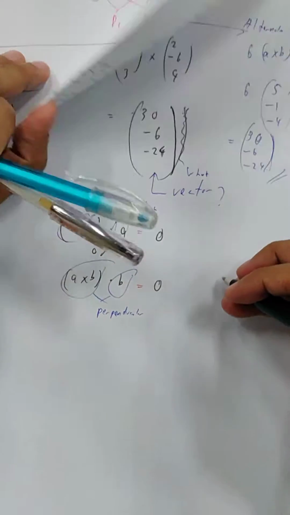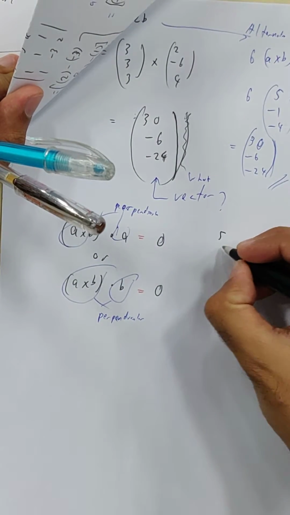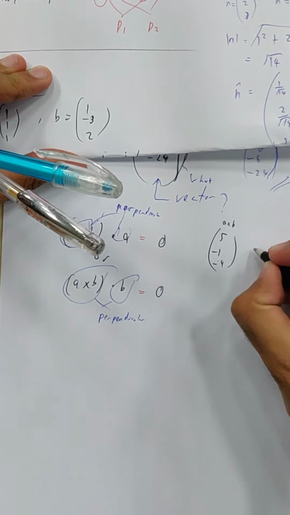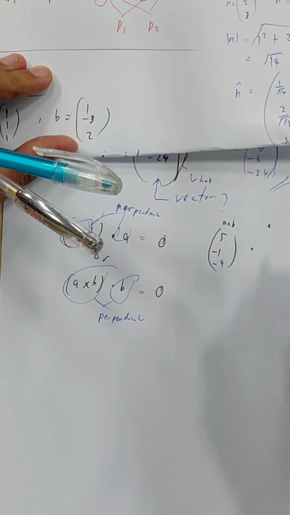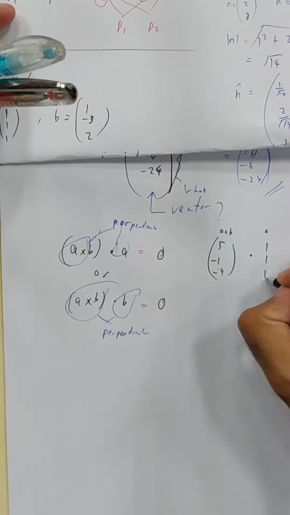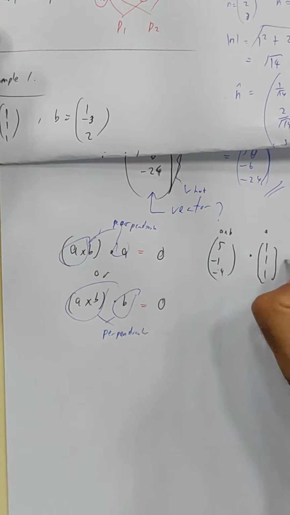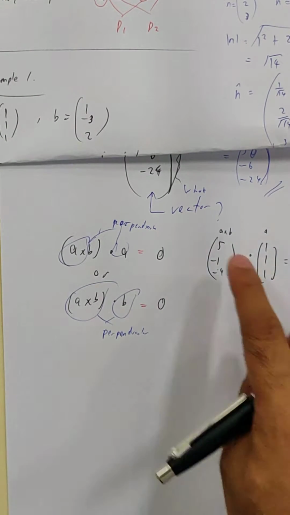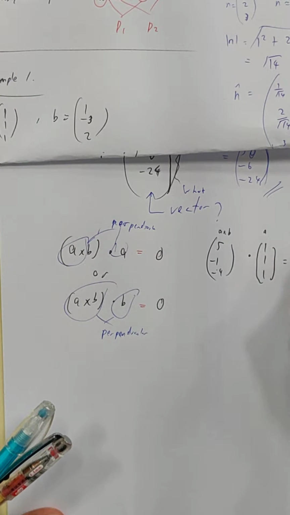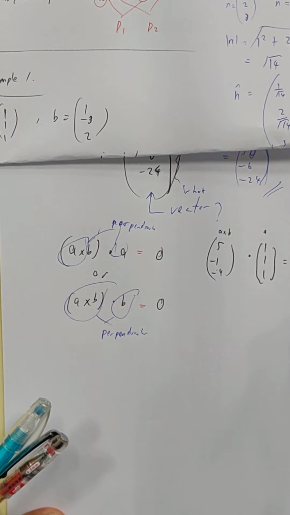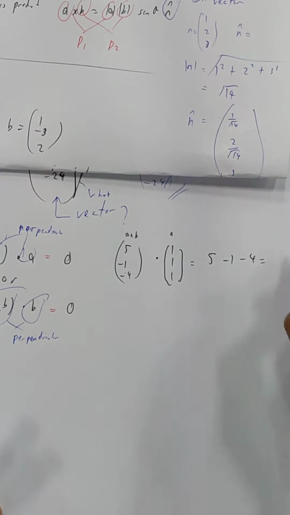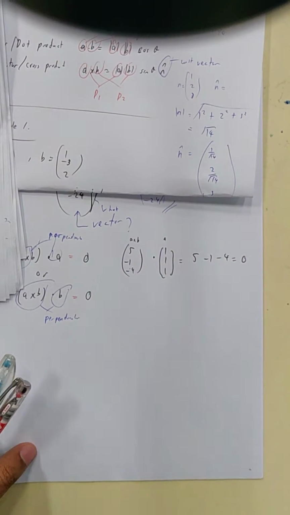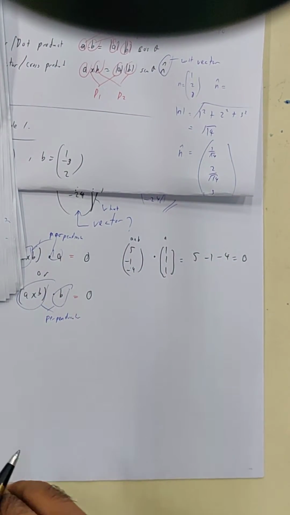So A cross B is 5, -1, -4. This is A cross B. You want to dot with A, and A is 1, 1, 1. Give it a try. Tell me what you get. 5 - 1 - 4 equals 0. Okay? The same thing if you do it for this one.